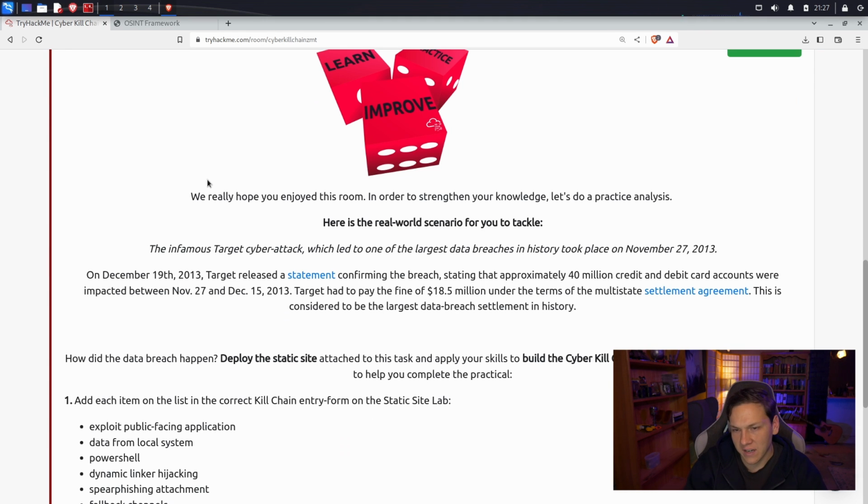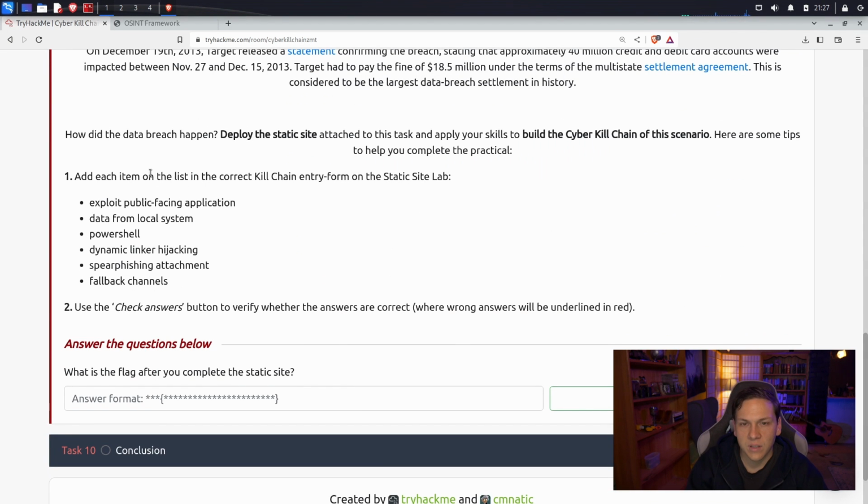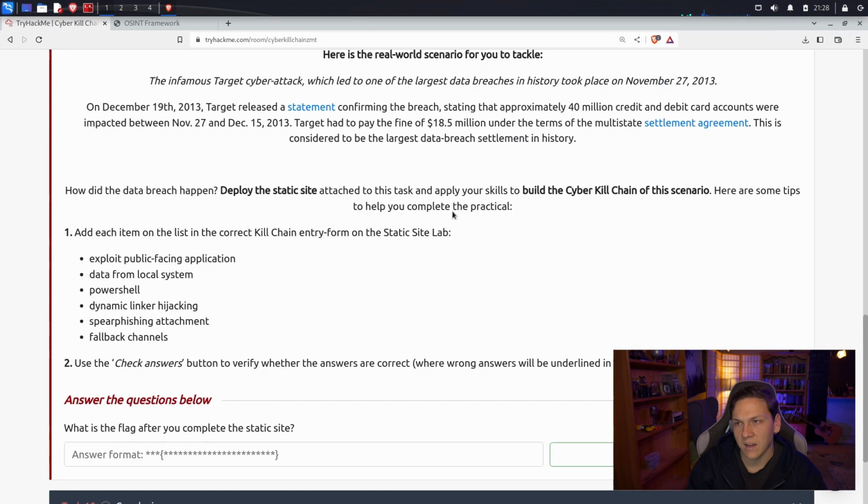Deploy the static site attached to this task and apply your skills to build the cyber kill chain of this scenario. Here are some tips to help you complete this practical. Add each item on the list in the correct kill chain entry form on the static site lab: exploit public-facing application, data from local system, PowerShell, dynamic linker hijacking, spear phishing attachment, fallback channels. Use the check answers button to verify whether the answer is correct, where wrong answers will be underlined in red.